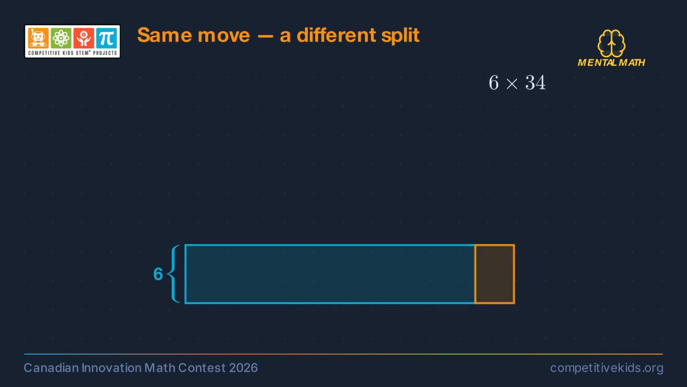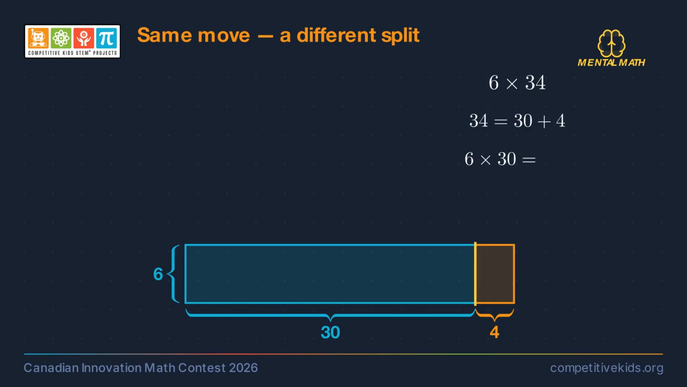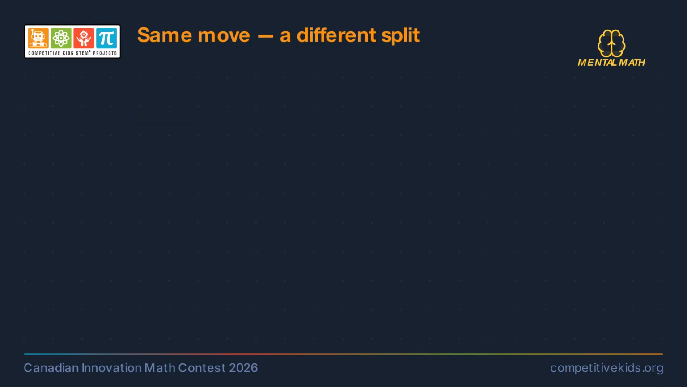Let us do it again. 6 times 34. Cut 34 at the tens. 30 plus 4. The big slab is 6 times 30. That is 180. The thin strip is 6 times 4. That is 24. Add the slices back. Same move every time, just a different split.